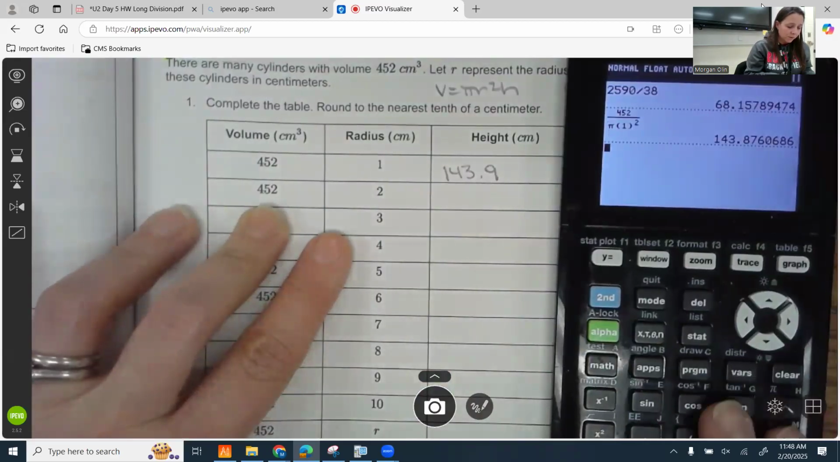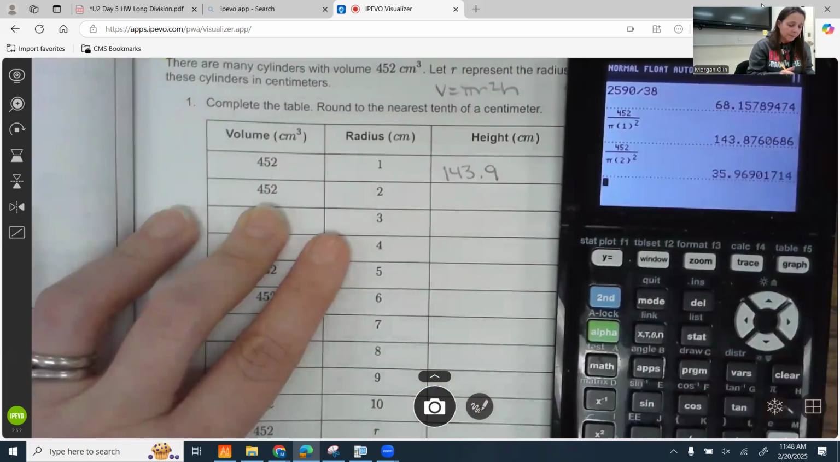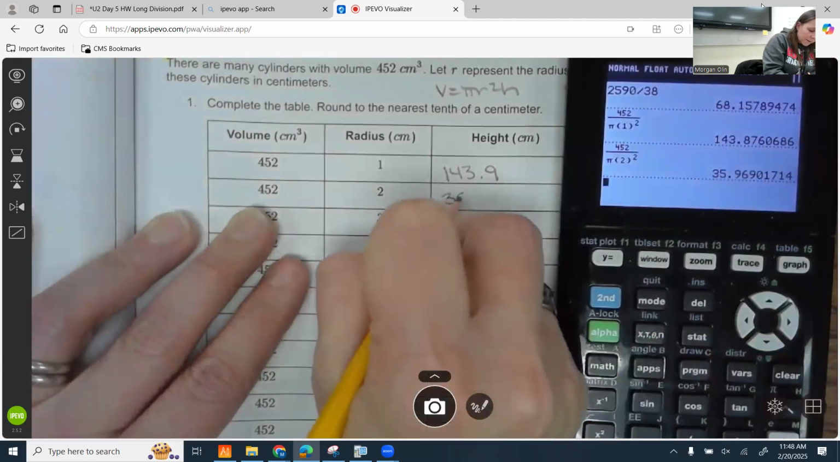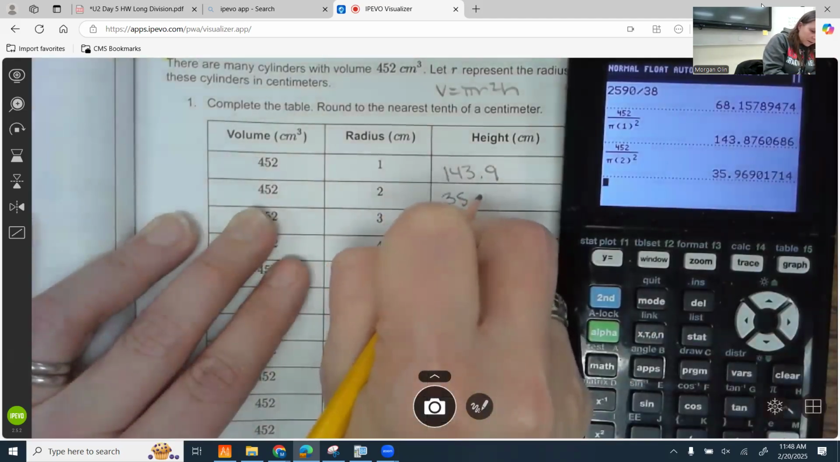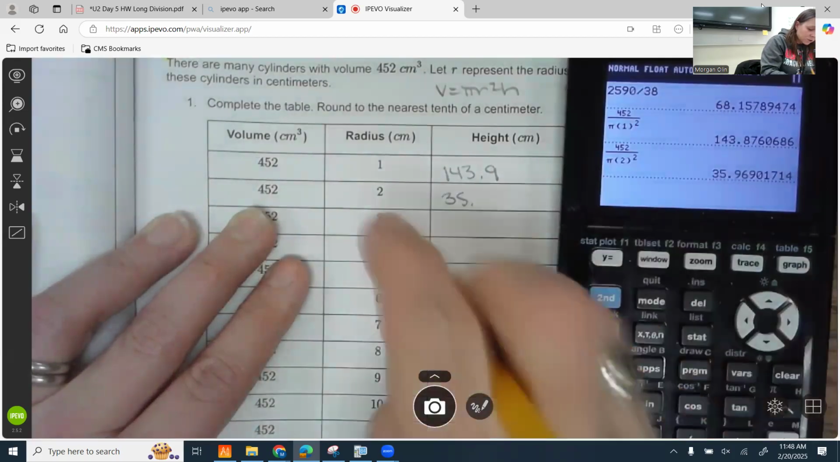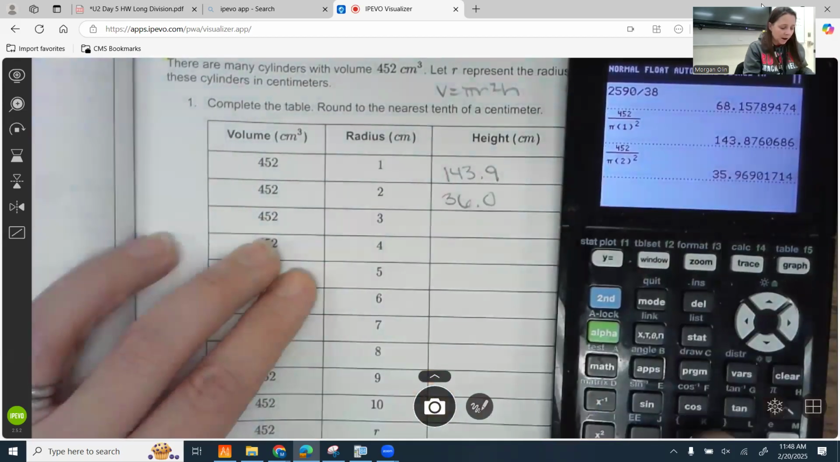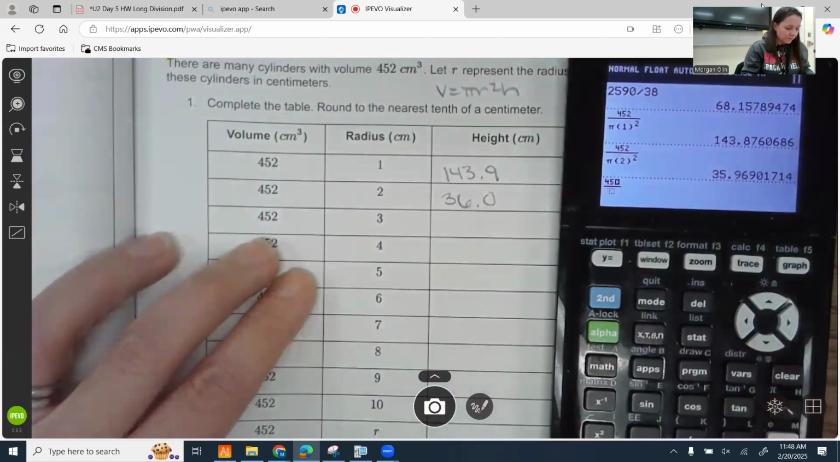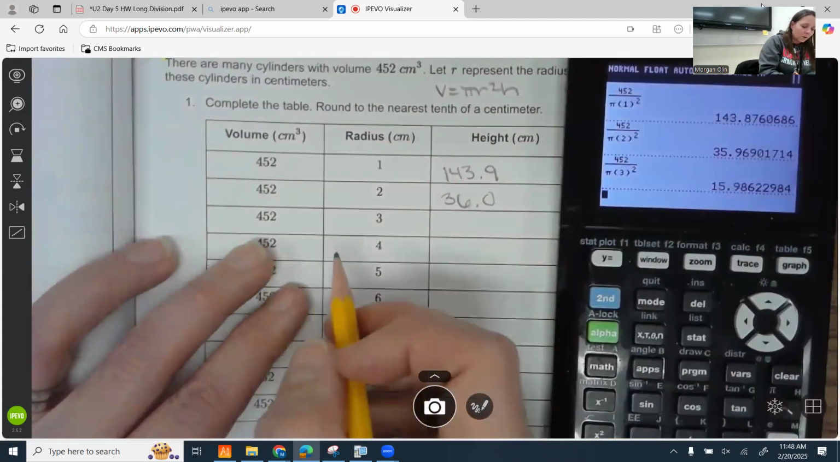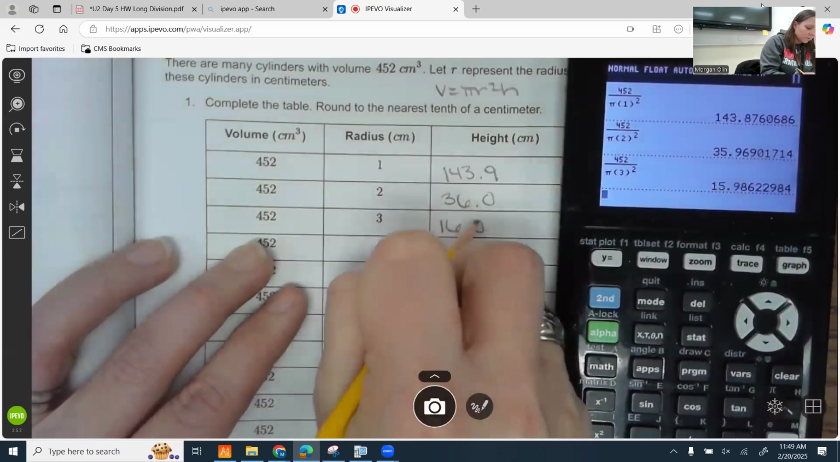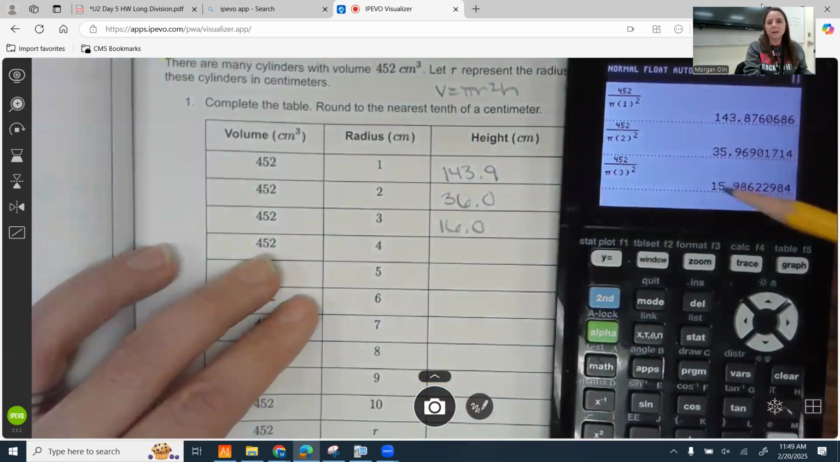All right, let's do it again. 452 divided by pi, 2 squared. So 35, we'll just say 36.0. I'm just going to round these to 1 decimal place. Now 452 divided by pi, and then 3 squared. So that's going to be 16.0. Do you see what we're doing here?